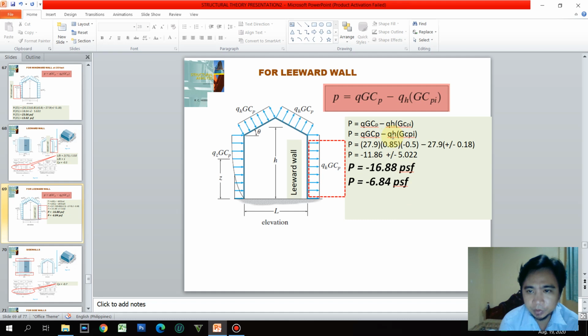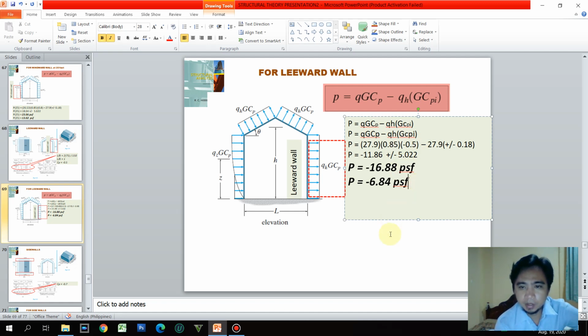So again, we will just substitute. If we investigate now, the Q here is the minimum or the maximum Q computed when the height is 31.61, so it will be similar to the Q here and the Q there. Then 0.85, we'll just replace the CP here, negative 0.5, and then we will come up with these values, negative 16.88 and negative 6.84 as a lower limit for the leeward wall.